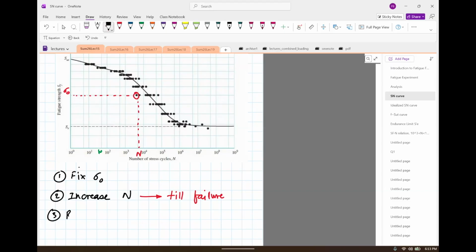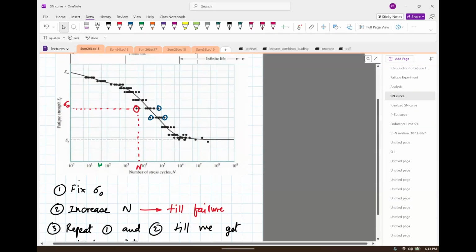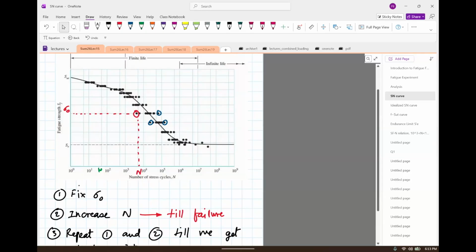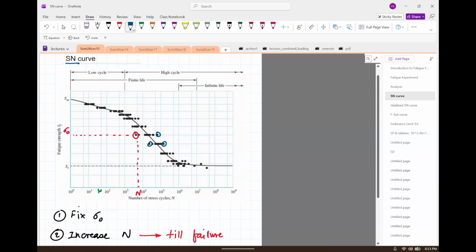So next we'll repeat 1 and 2 till we get multiple points. Okay, so what it means is we'll get this one, so on, so on. So we have to do this so many times, right? We do this, and what appears is this plot. This plot is known as the SN curve. Here it is, SN curve. S because we abbreviate the strength as S, and N because we indicate the cycles on the x-axis.